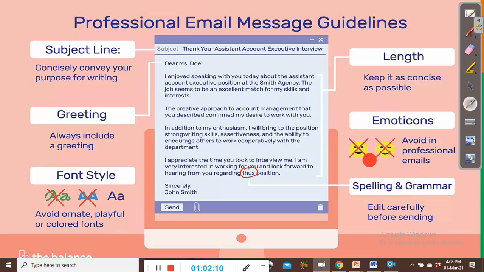These are things also you need to avoid in professional emails, sending this kind of emoticons. Then you need to check your spelling and grammar errors and ensure that you correct them before submitting your email or before sending your email. So you need to edit carefully before sending.